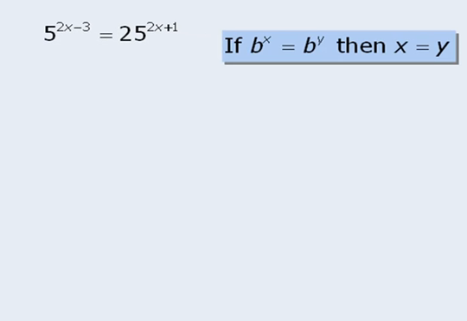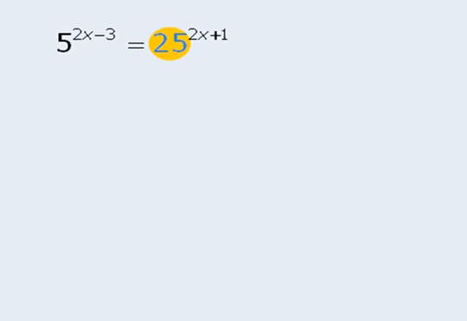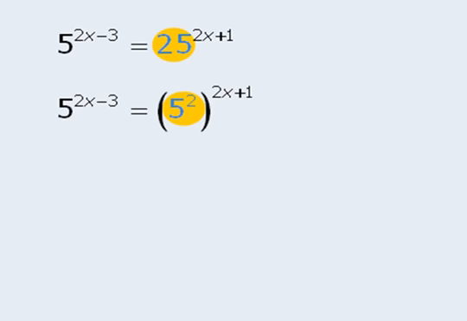Now let's try another one. In this particular equation, we have a base of 5 on the left-hand side, and we have a base of 25 on the right-hand side. Now, if we want to apply our rule here, we must have the same base on both sides of the equation. To fix this, let's take our 25 here and rewrite it as 5 squared.